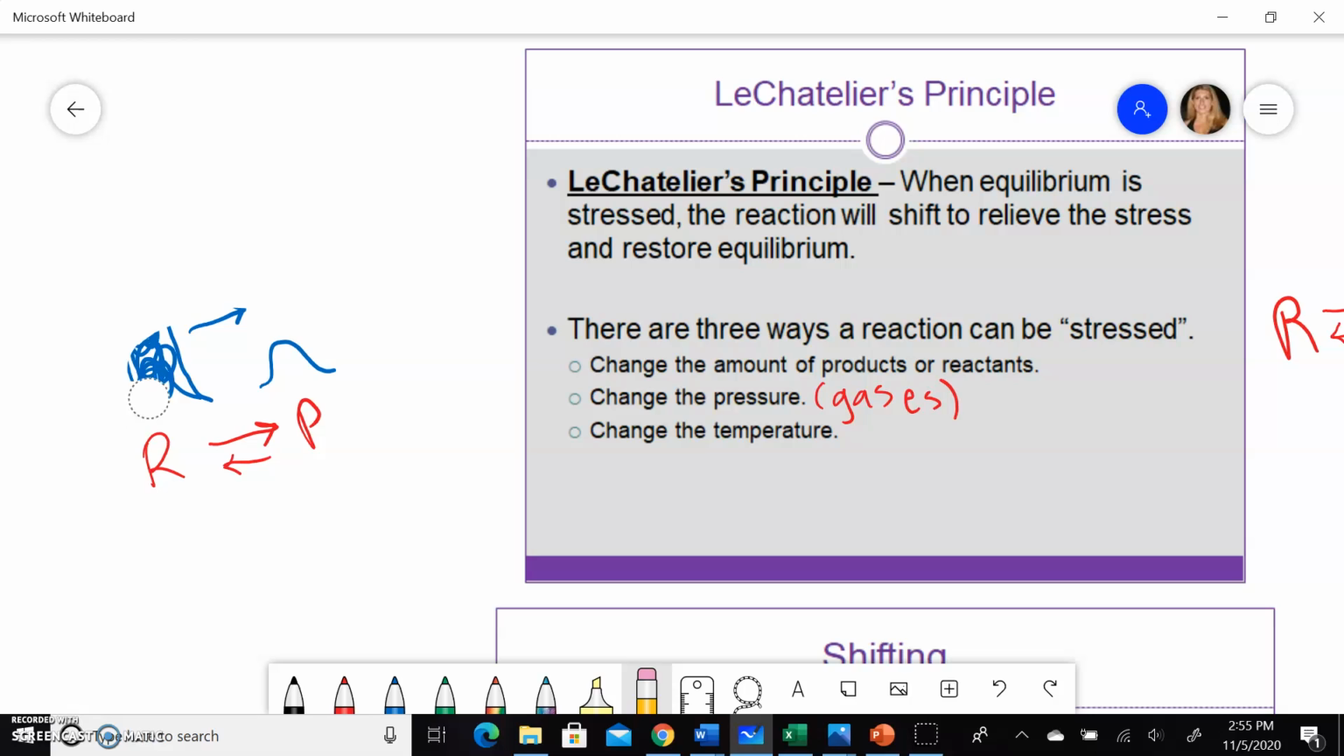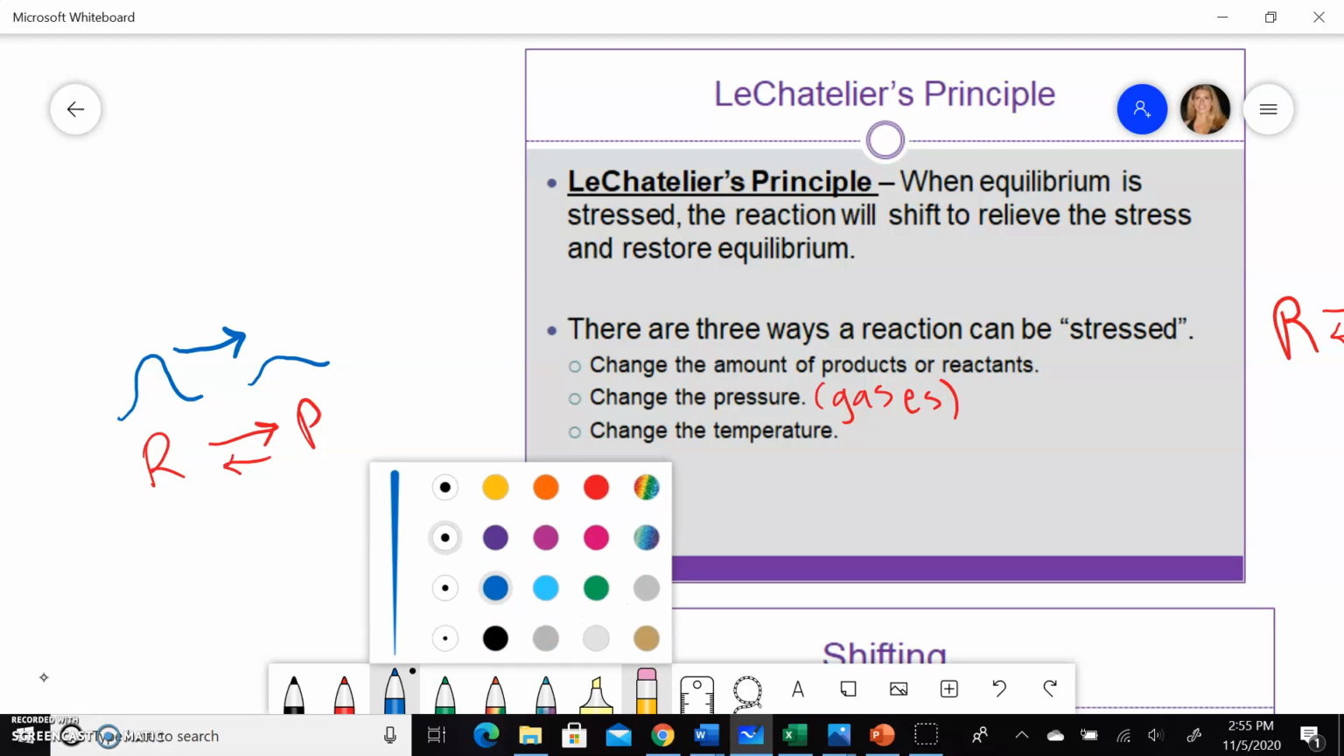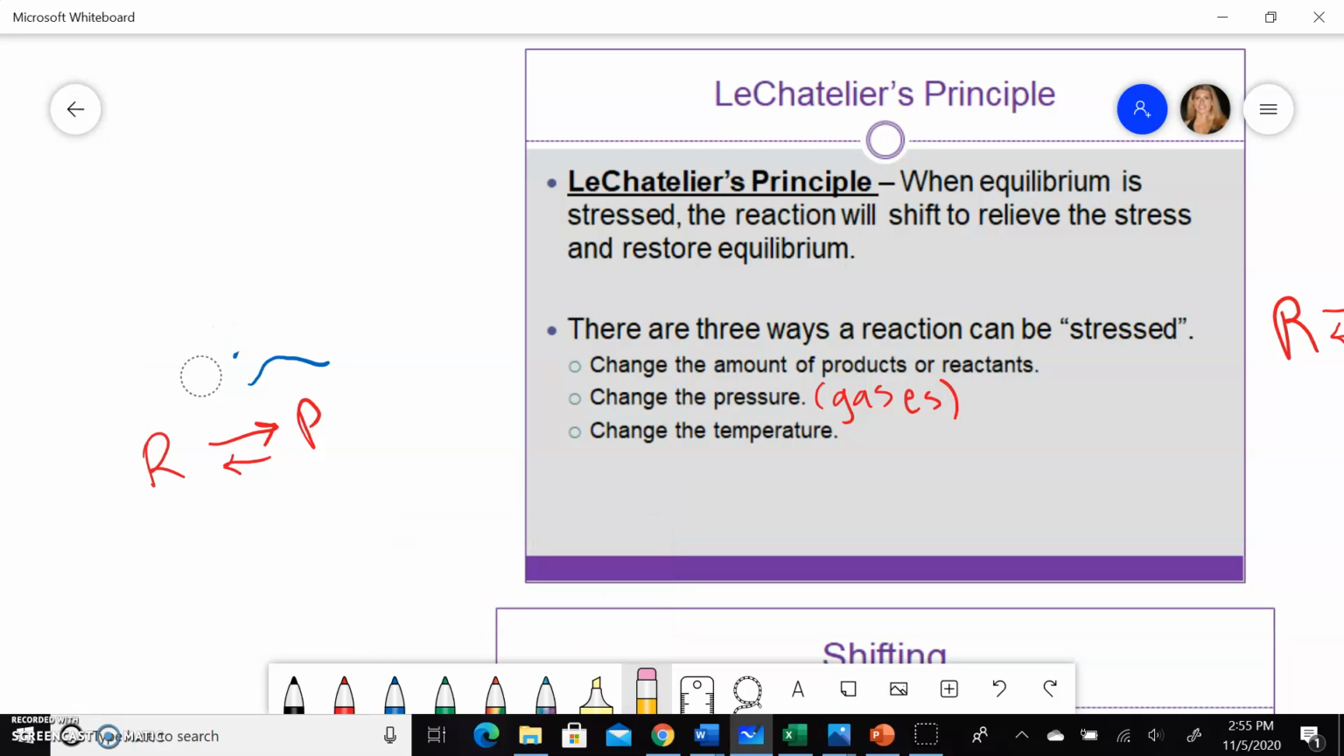If the question said that you took away something, so they're the same height, and let's say that the question says that you're taking away products, so now you have a lower amount of products. Again, shift it towards the shorter sand pile. So since you took away some products, that side is now shorter, so it would shift to the right. If you add products, so this time you're adding products, shift it towards the shorter sand pile, it's going to go to the left.